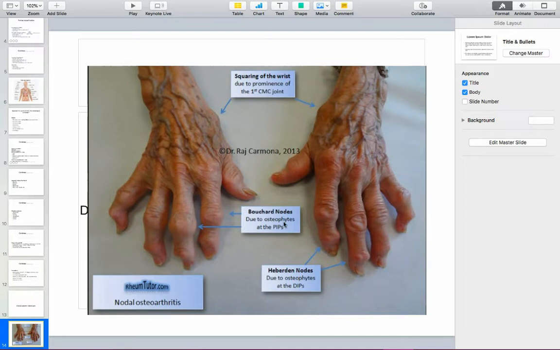If you also remember the Bouchard nodes, which are bony hard nodules of the proximal interphalangeal joint, and the Heberden nodes that usually affect the distal interphalangeal joint. And this is a classic presentation of what we call nodal osteoarthritis.